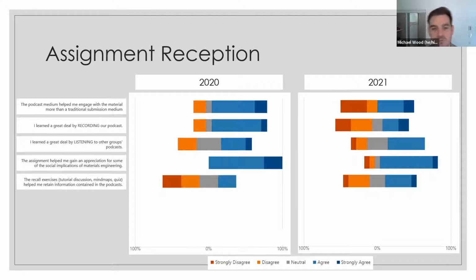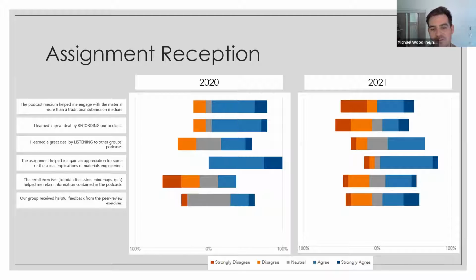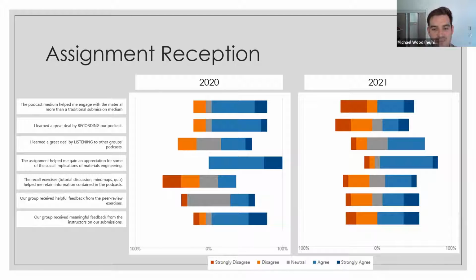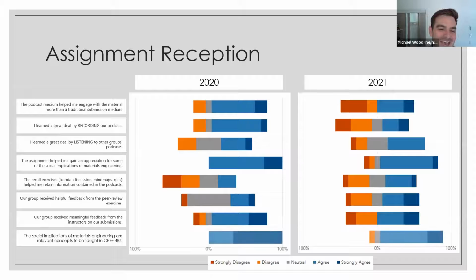The recall exercises were also kind of mixed. Yeah, I think maybe a lot of steps within the assignment, so maybe this got a little bit frustrating. Helpful feedback from the peer review exercise. So again, maybe a little bit mixed. Of course, students are going to give different amounts of effort into peer reviews, so maybe that's where that comes down to. And whether I gave them meaningful feedback. 2021 didn't agree quite as much, but that's okay. Yeah, and then finally, this social implications thing, ethical, professional practice of engineering: is this relevant for a course like Chi 44? And we got overwhelming positive feedback, so I think that's really cool.